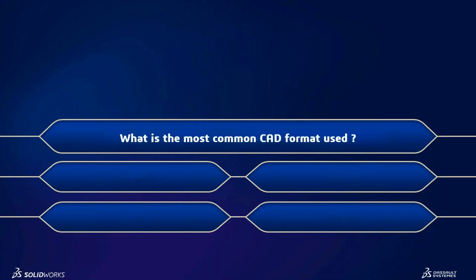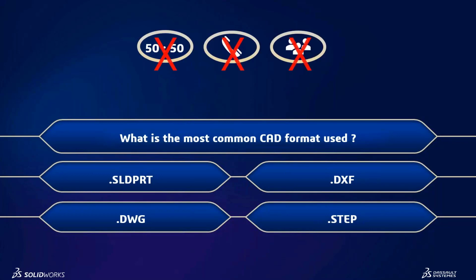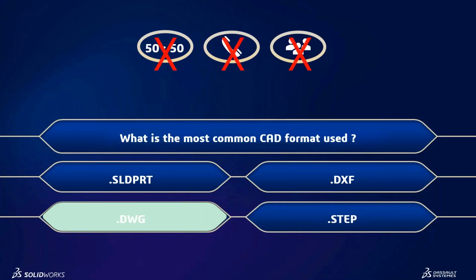So what is the most common CAD format used? We have four options. One is the SLD PRT, the DXF file, the .dwg format, and the .step file. Which one do you think would be used most frequently? So let us go for the solution. Here we don't have any options to select, so we shall see what the right answer is. .dwg is one of the formats that every designer uses in his day-to-day life, in his design life cycle.